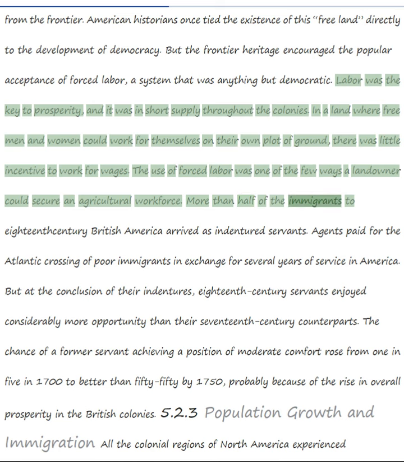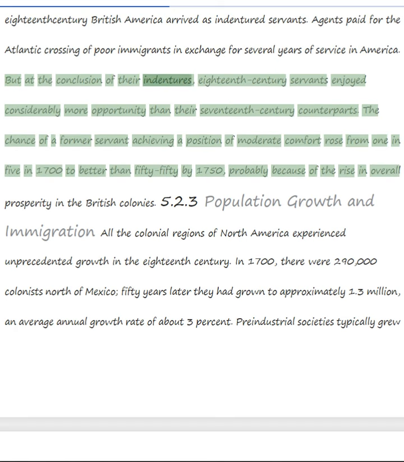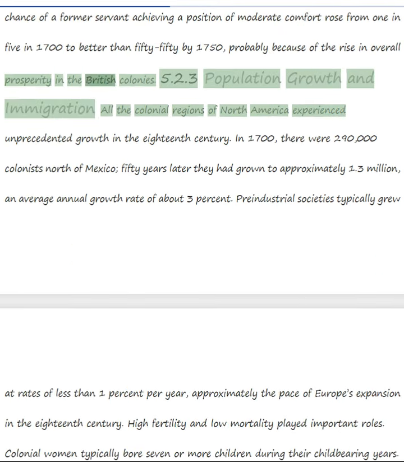More than half of the immigrants to 18th century British America arrived as indentured servants. Agents paid for the Atlantic crossing of poor immigrants in exchange for several years of service in America. But at the conclusion of their indentures, 18th century servants enjoyed considerably more opportunity than their 17th century counterparts. The chance of a former servant achieving a position of moderate comfort rose from 1 in 5 in 1700 to better than 50-50 by 1750, probably because of the rise in overall prosperity in the British colonies.